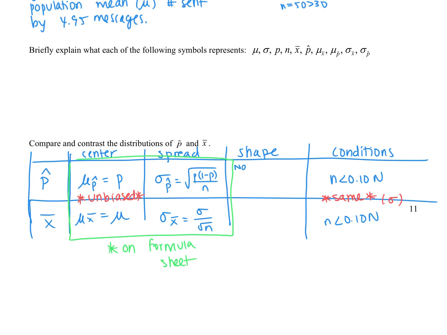Okay, the shape, I think, is the big one where it differs. For P hat, the distribution is going to be approximately normal if n times p is at least 10 and n times 1 minus p is at least 10. Proportion is nice because you're always checking those two inequalities. That's it every time. X bar is normal if the population is normal or we are taking samples that are bigger than 30.